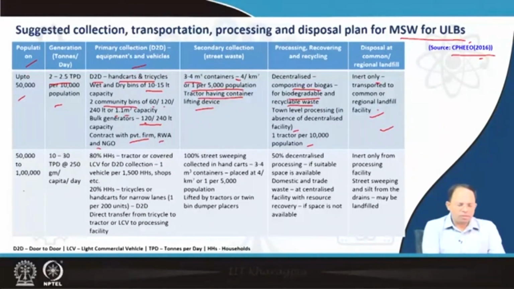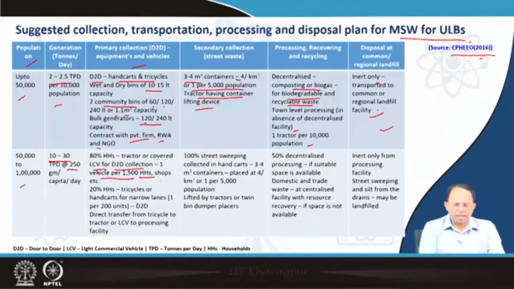For a little bit larger town, 50,000 to 1 lakh, we see that waste generated increases to 10 to 30 tons per day. The idea is 250 grams per capita per day is generated. You multiply, you get this kind of figure. 80% of households should be covered by tractor or LCV for D2D collection. So either a tractor trailer can come door to door, or an LCV can come door to door for collection, and 1 vehicle per 1,500 people, and for odd households or shops and so on.